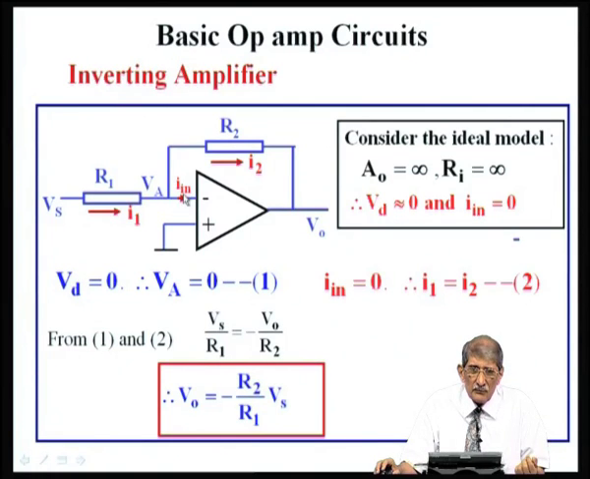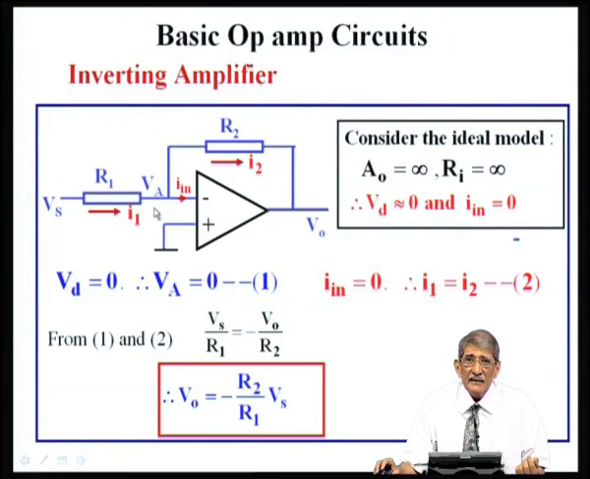Input current is 0, input voltage is 0, input resistance is high, therefore input current is 0. So, all the current path is from Vs through this resistor to this output. So, I 1 is equal to I 2. What is the current I 1? I 1 is equal to Vs minus Va. Va is 0 because this is 0.